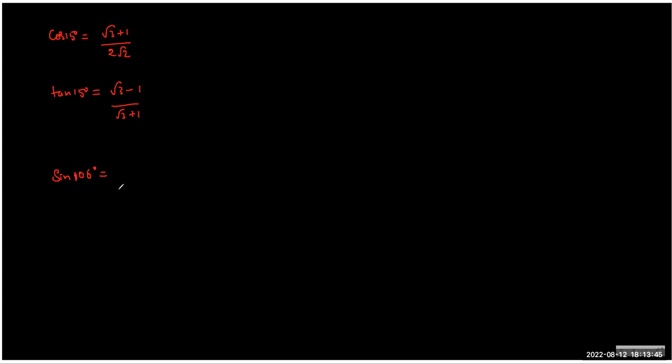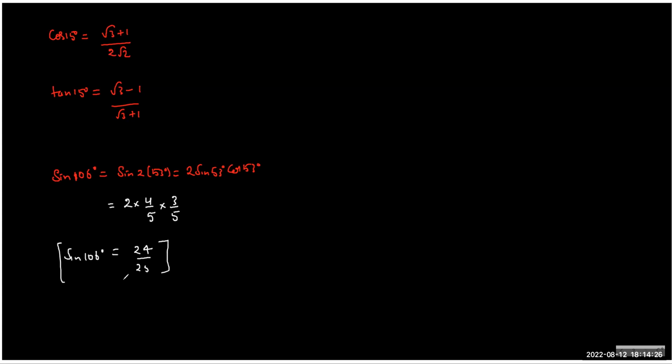So we can take 106 as 2 into 53. Very good. So we can write it as 2 theta, which is 2 into 53. So sine of 2a is what? 2 sine a cos a, right? If you remember, double angle formula. This is a very common formula. So this is 2, and sine 53, we know it's 4 by 5. Cos is 3 by 5. So it turns out to be how much? 24 by 25, right? So sine of 106 is 24 by 25.